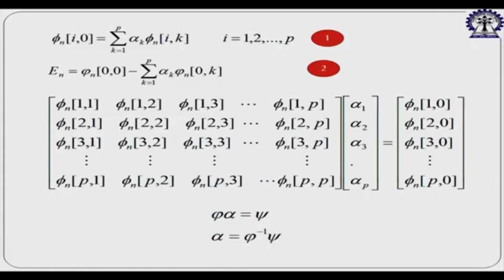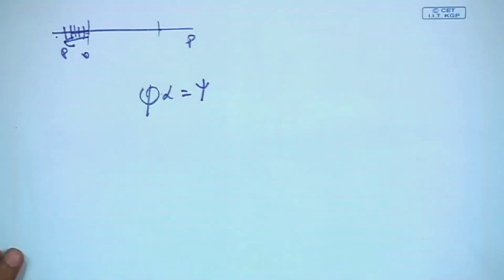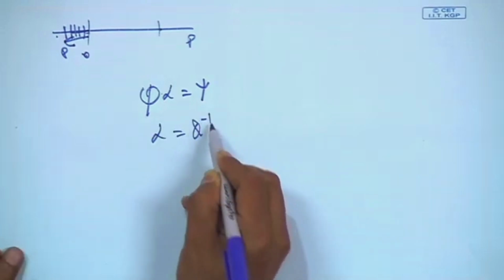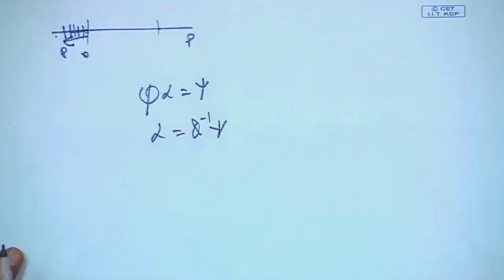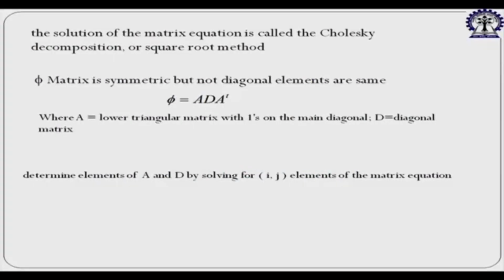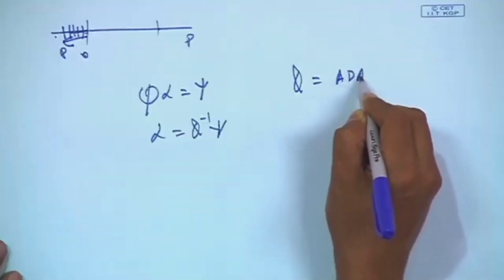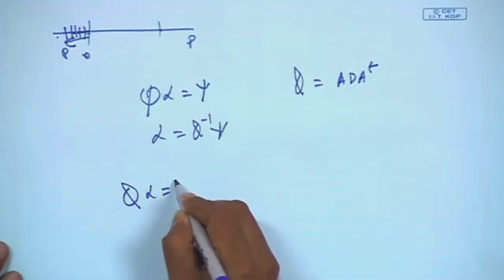Then the same simple thing: I have to solve this matrix equation, psi into alpha is equal to this one. Then alpha is equal to the inverse. I have to solve this, and it can be solved by the Cholesky decomposition method, where phi is equal to matrix A D A transpose, and phi into alpha is equal to this one.